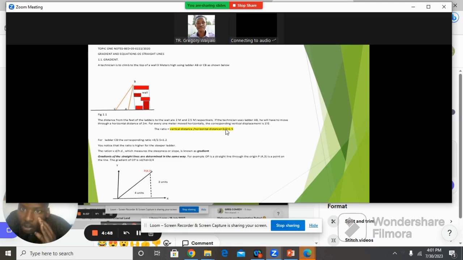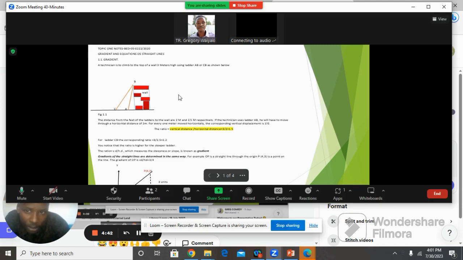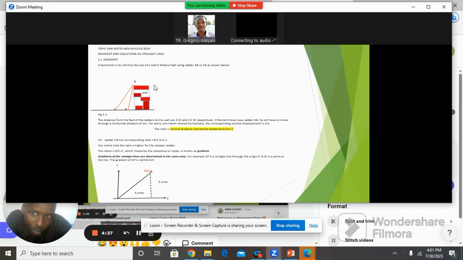That is animation 0222. This is a Form 2 unit, the topic of gradient and equation of a straight line. So the first thing that we shall do, we are going to look at gradient. We have an illustration. We are told that a technician is to climb to the top of a wall 3 meters high using ladder AB or CB, as it has been shown below.